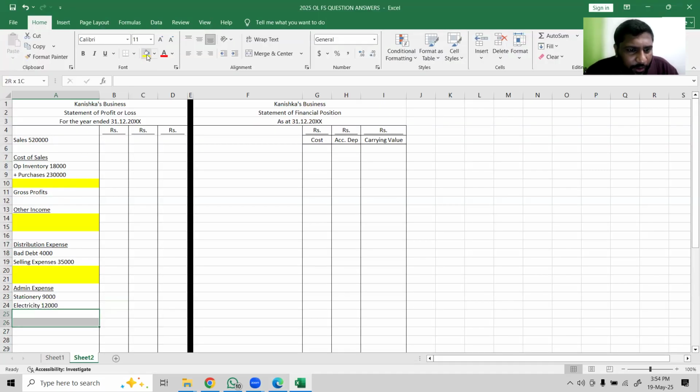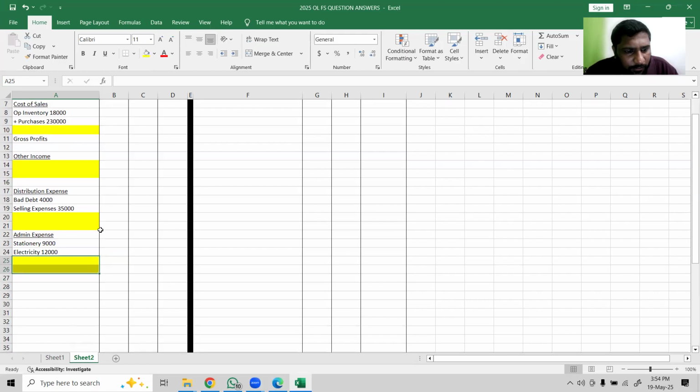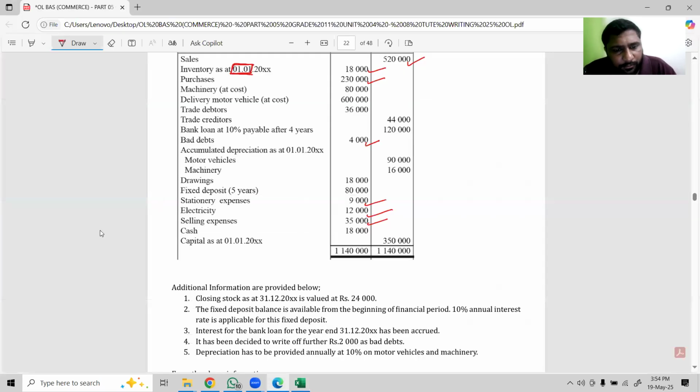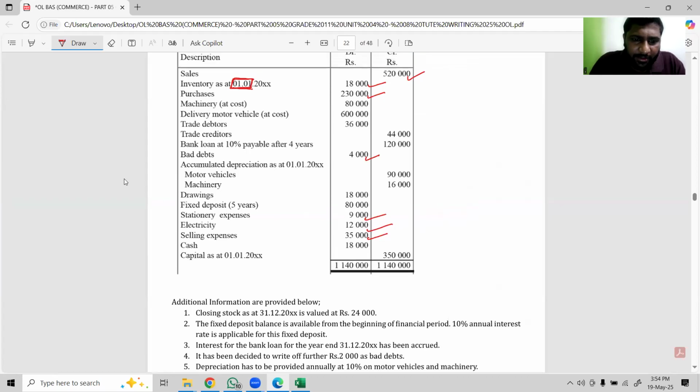Again, we'll leave maybe 2 lines, and we'll write the finance expense. So in the trial balance, we cannot find any direct finance expenses, but there is a hidden adjustment. That hidden adjustment I'll teach you later, not now.